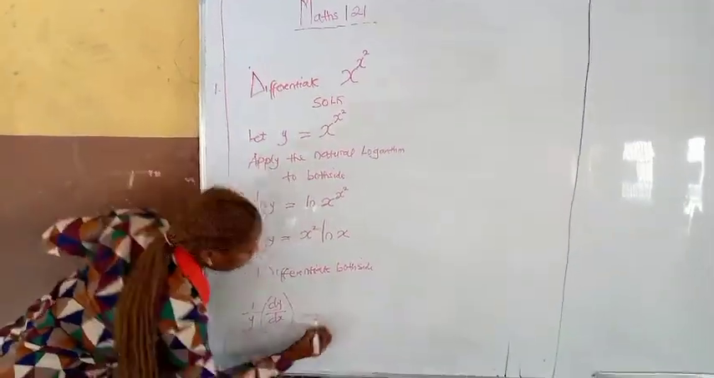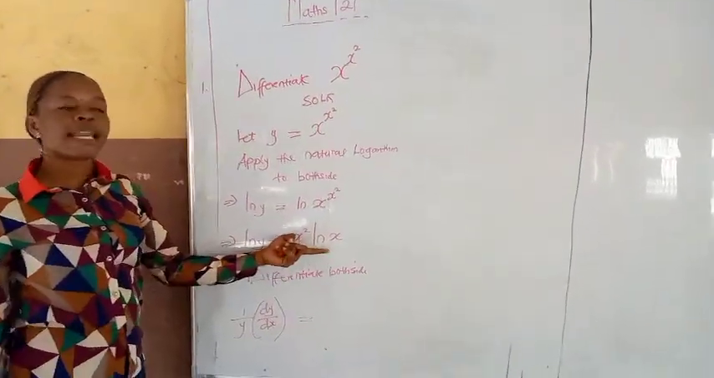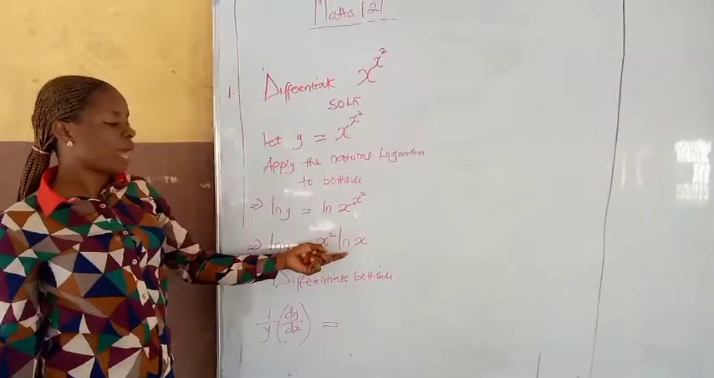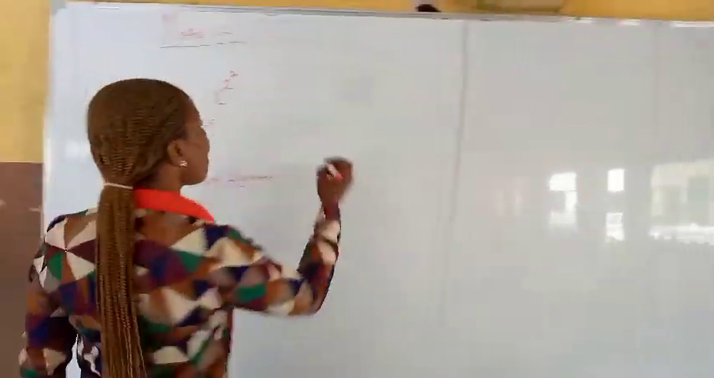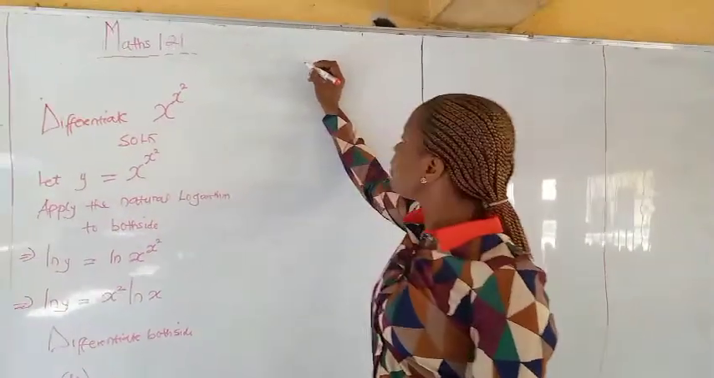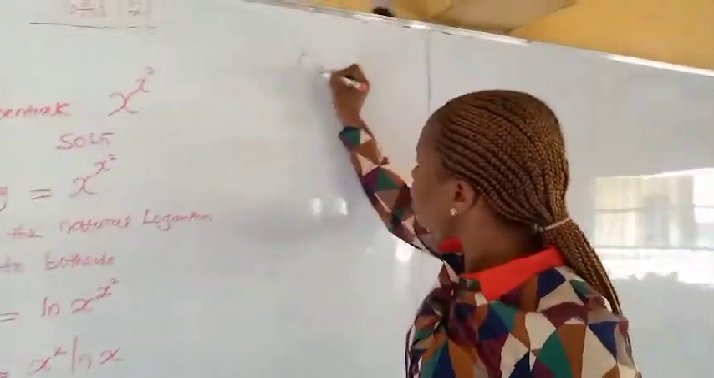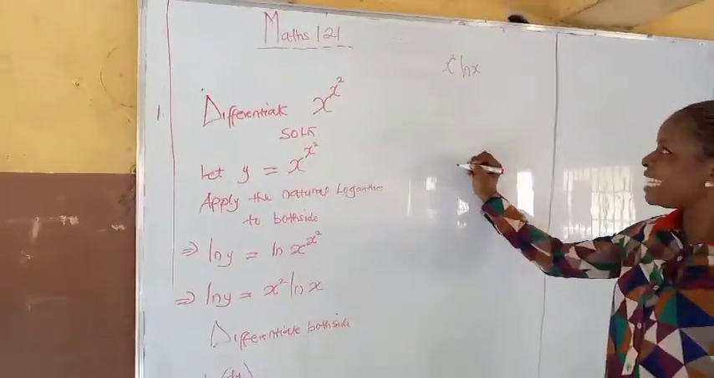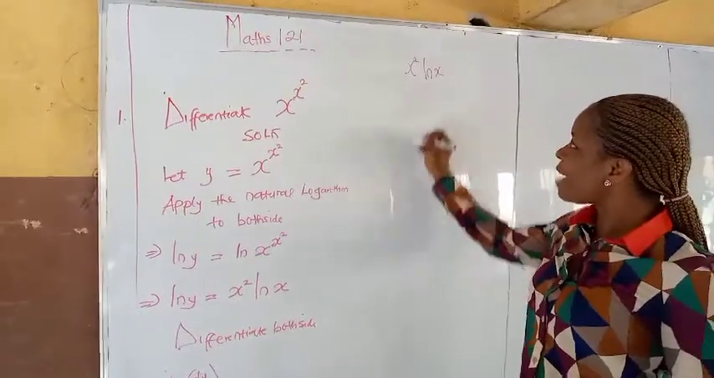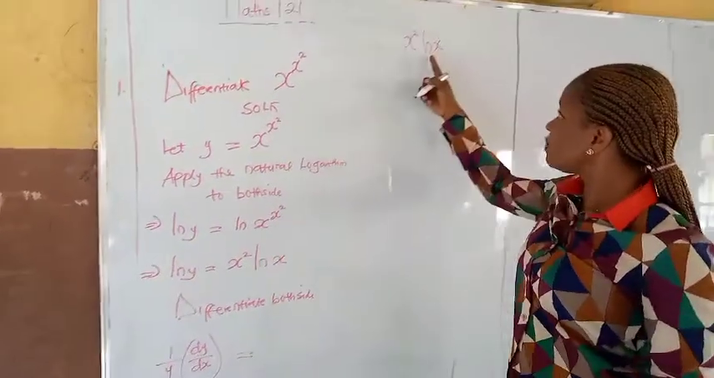Now I want to differentiate this, but you will notice that this is a product rule, and in my previous video I taught you how to differentiate using the product rule. So let's bring this up, x squared times ln x. Please follow me because I'm standing left and I'm not comfortable, but you have to watch me very well. I'm just bringing this out so we can differentiate it.